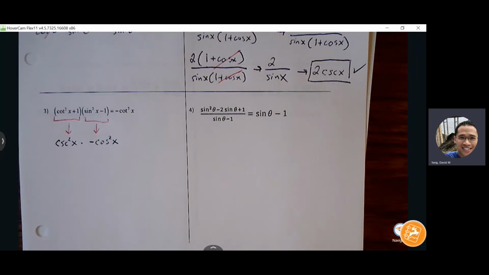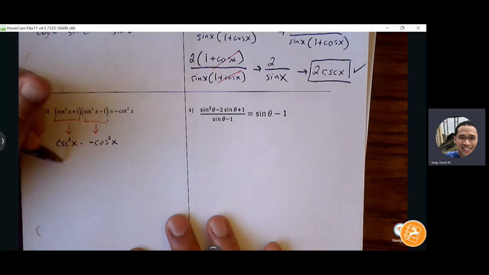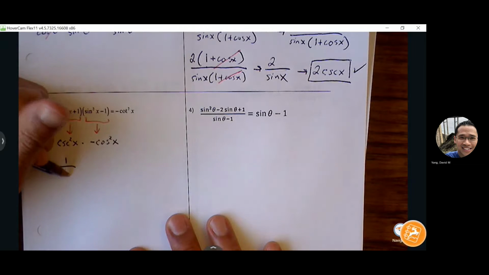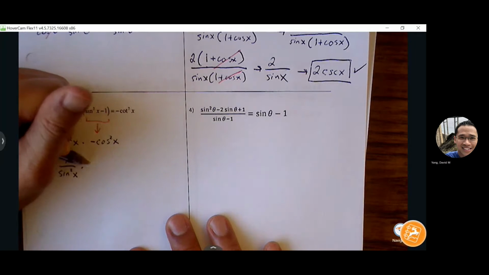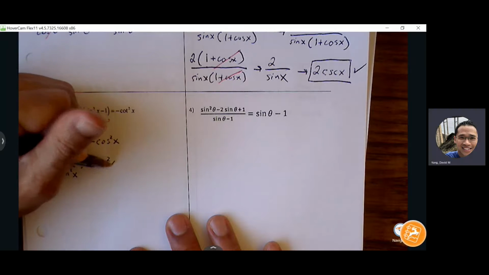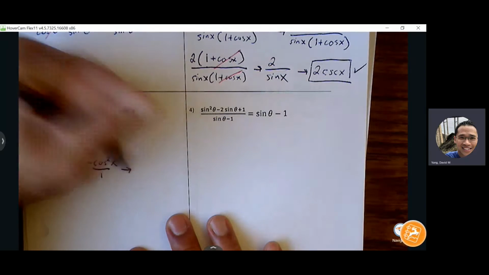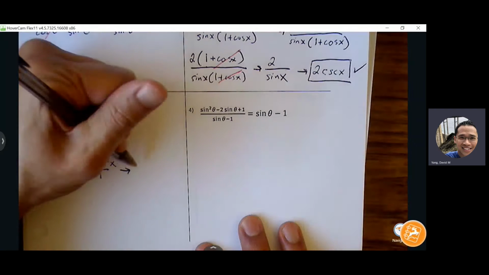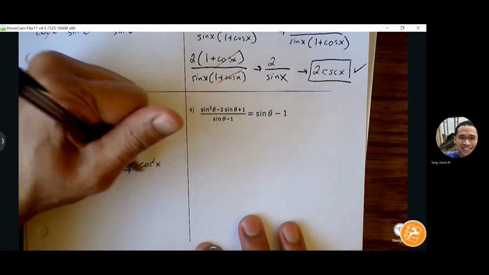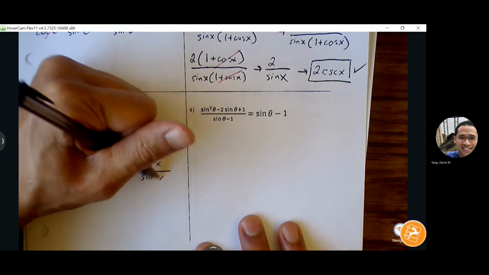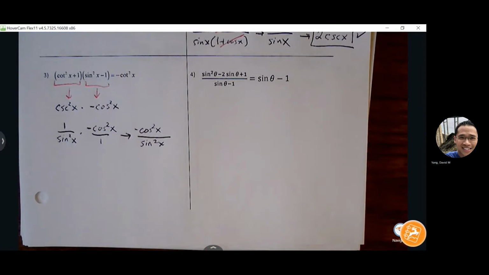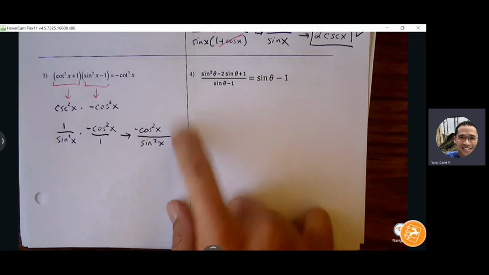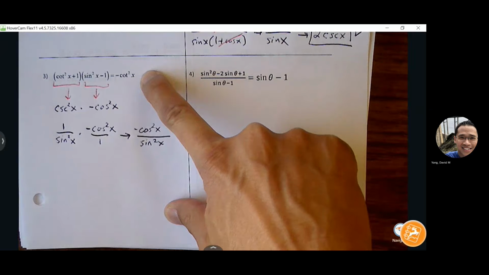All right, so now it's a lot easier, right? What if I just get everything in terms of sine and cosine and see what happens? Is that the same as our right side? Yeah.